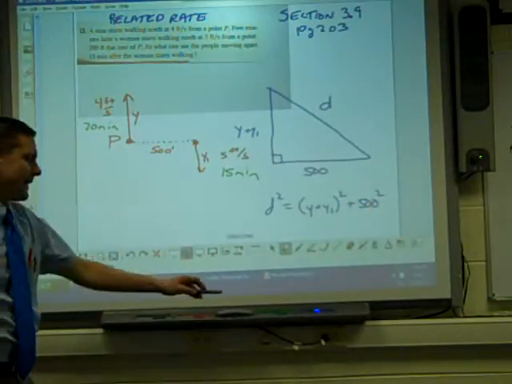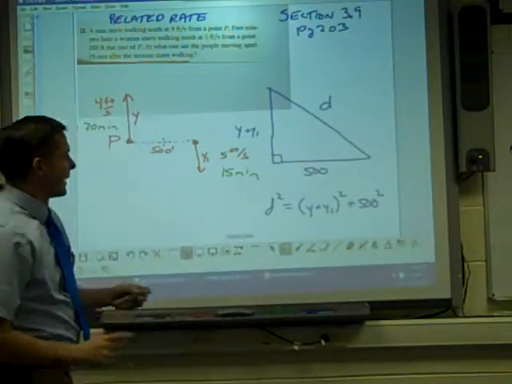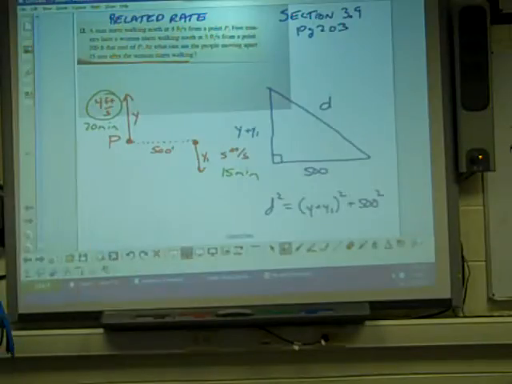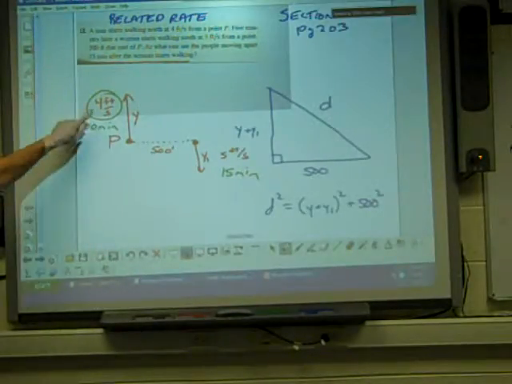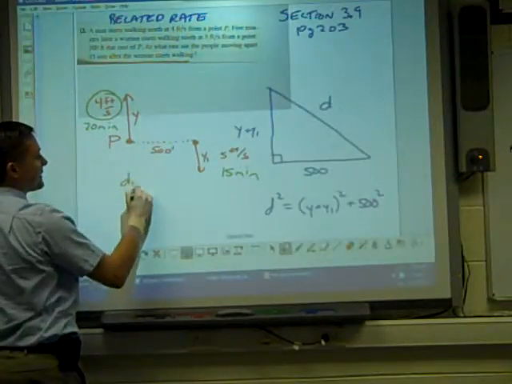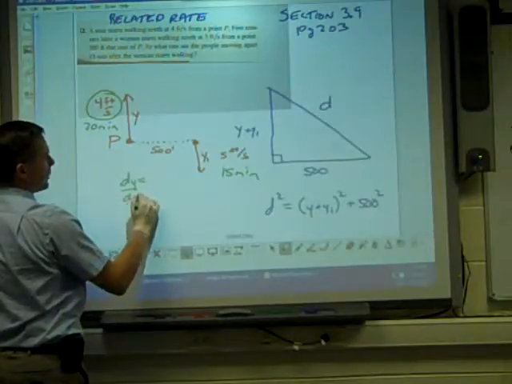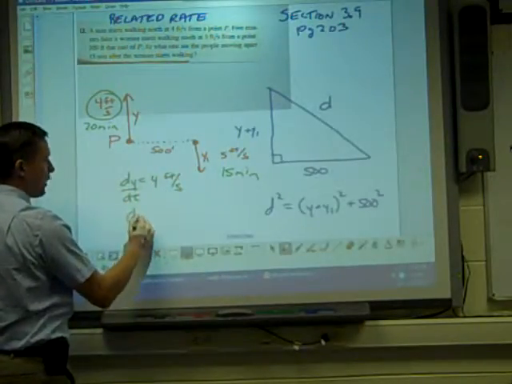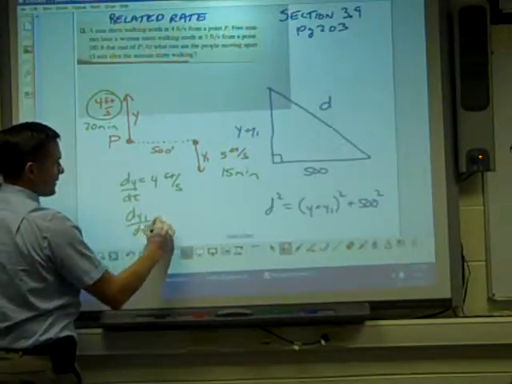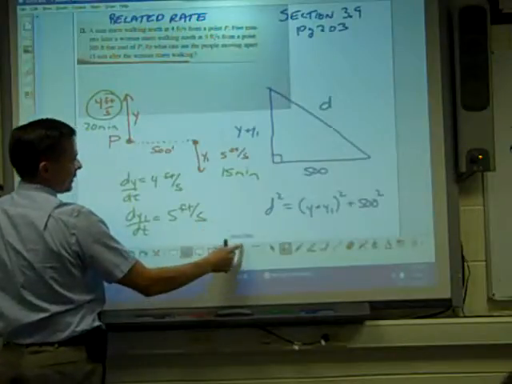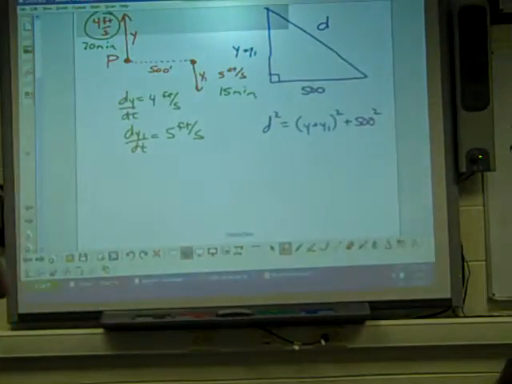Now, we got to go back and say, what is the 4 feet per second? That's right, that's dy/dt. So we have dy/dt is 4 feet per second. And then obviously 5 is dy1/dt, 5 feet per second. That's going to help me when I take the derivatives here.